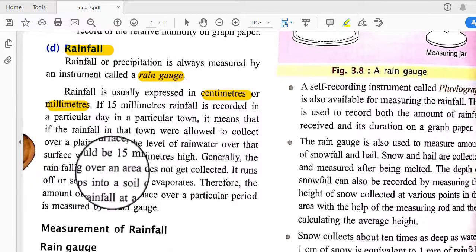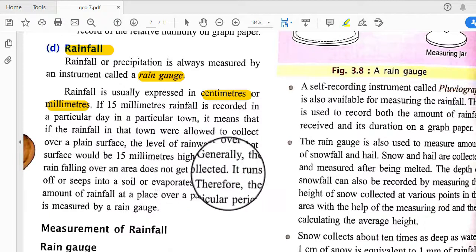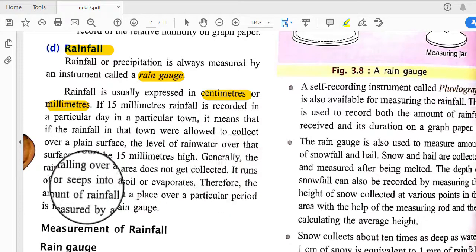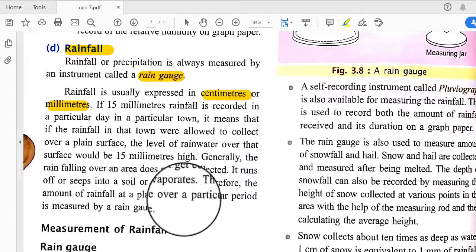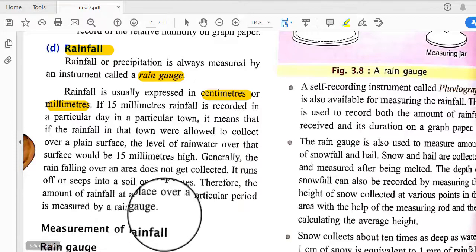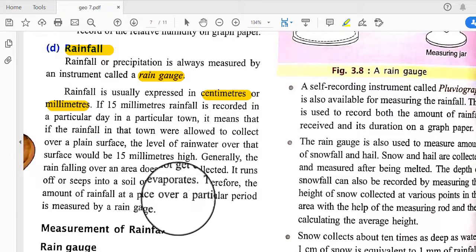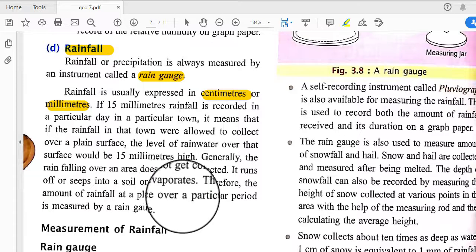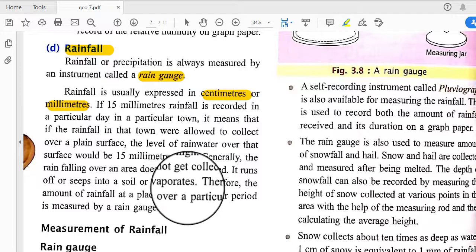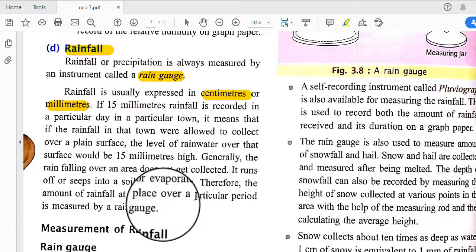Generally, the rain falling over an area does not get collected. It runs off, seeps into the soil or evaporates, and therefore the amount of rainfall at a place over a particular period is measured by a rain gauge. The surface collects the water and percolates it into the underground layer, so we cannot measure the rainfall from the surface. That's why we use the rain gauge for measuring the amount of rainfall.